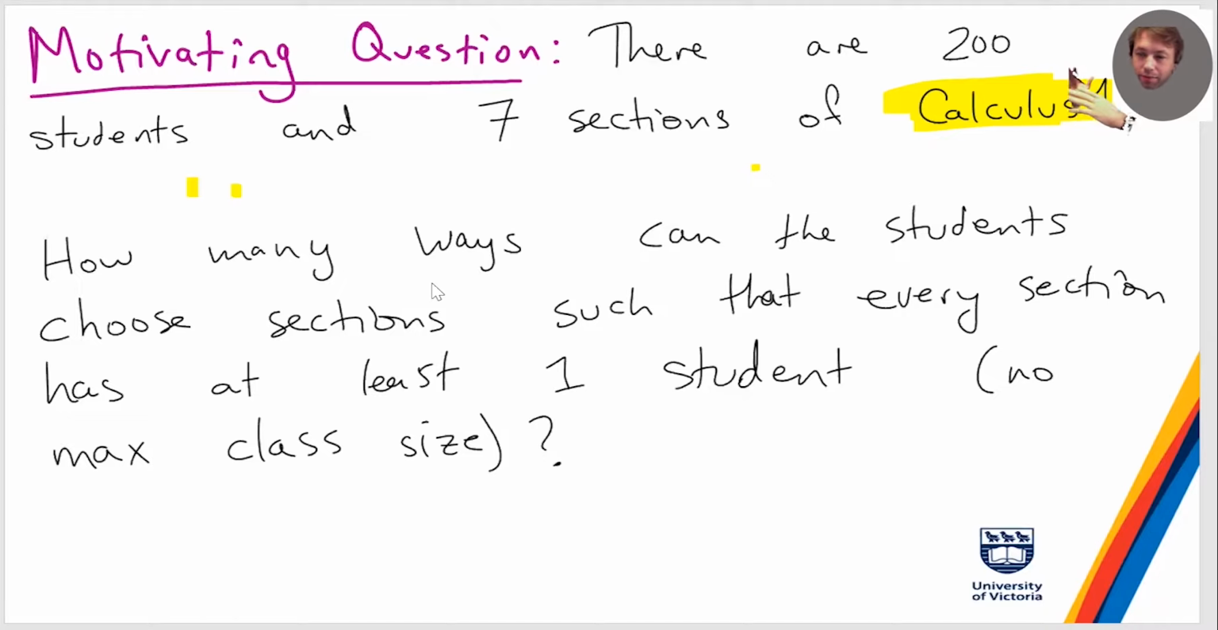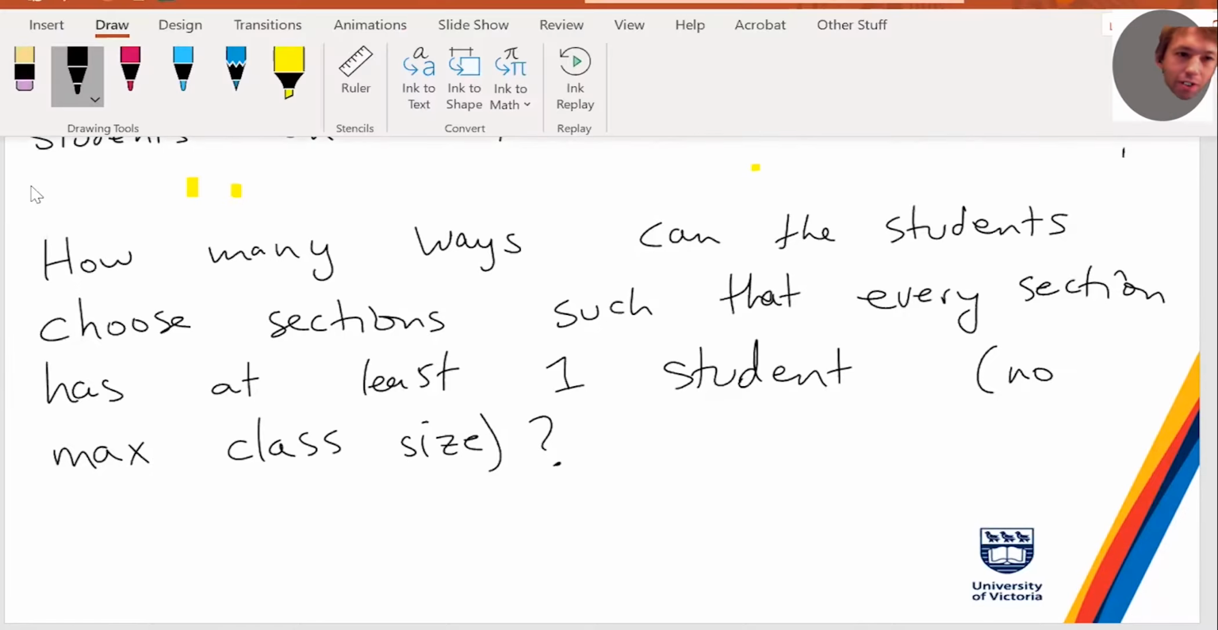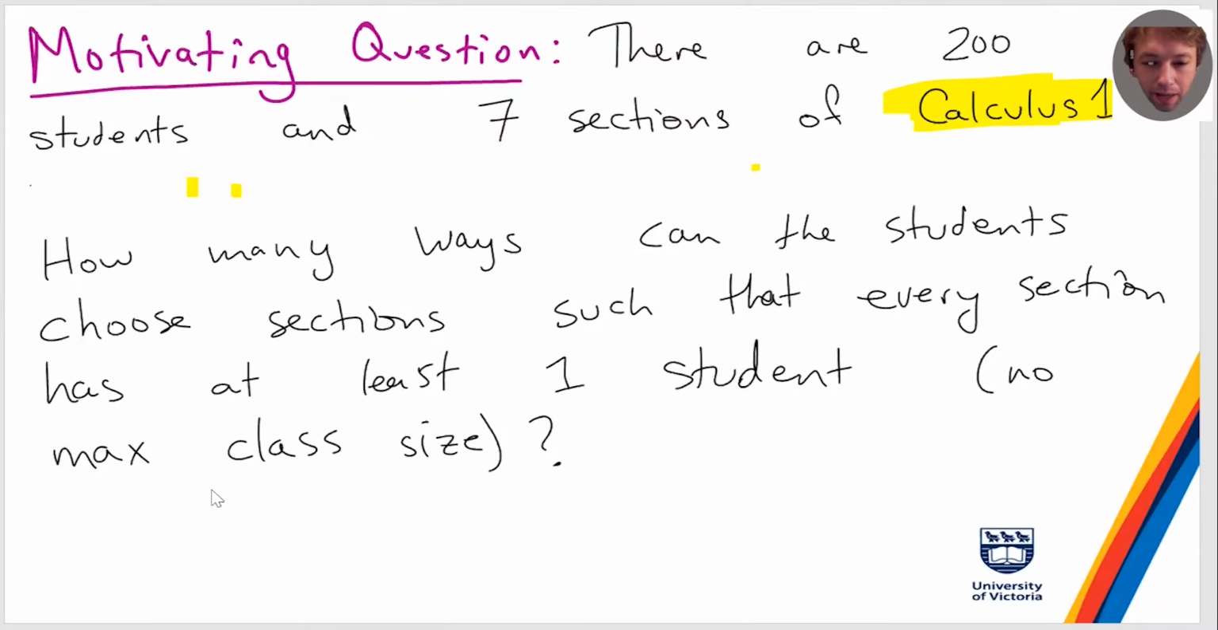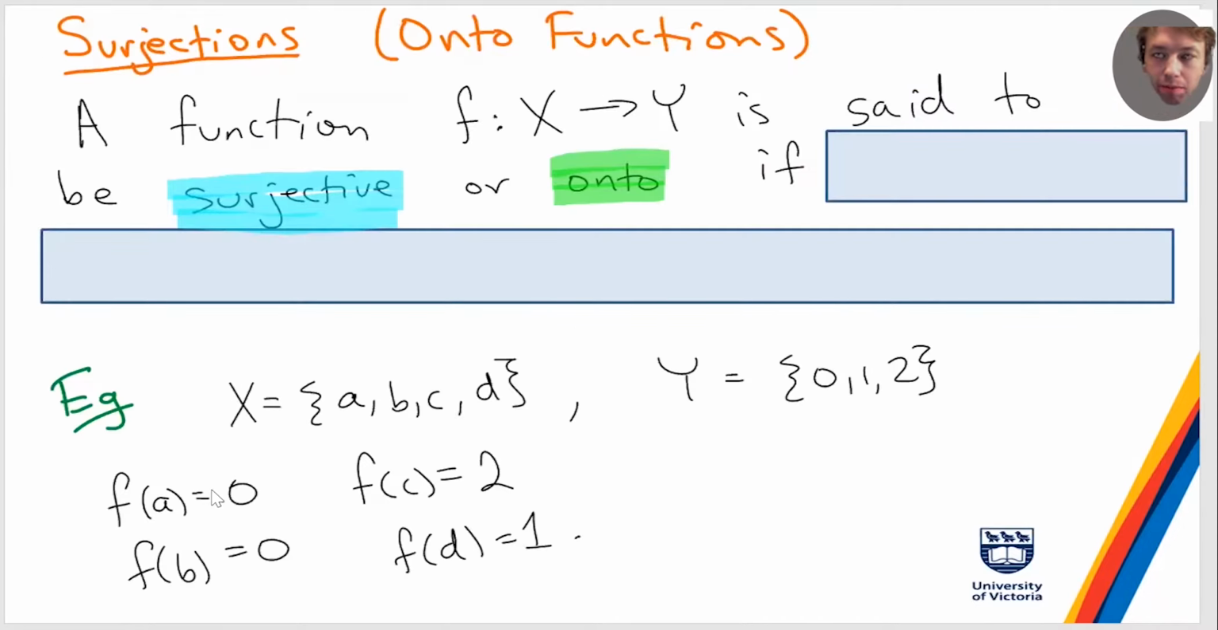So maybe I could put 194 students into the first section, and then put one student in each of the others, or you can divide it up pretty much evenly into 7 sections or whatever. So how many ways can you do it? Believe it or not, we're going to be able to answer this question before the end. So let me make this a little bit more formal by defining something called a surjection.